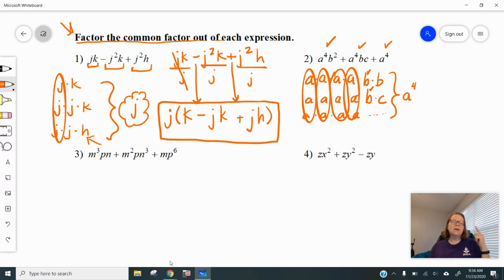Which one would you say? Anyway, and so there's 4 of them, so A to the fourth. So the GCF is A to the fourth. And so you're going to divide by A to the fourth throughout the whole thing. And these A to the fourth cancel. So think, you're taking out A to the fourth. That leaves you with B squared here.